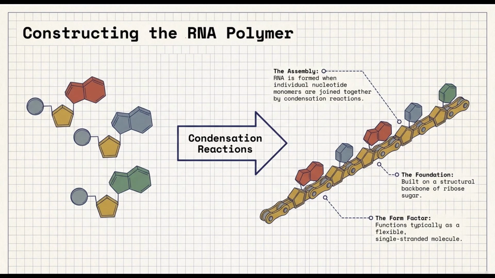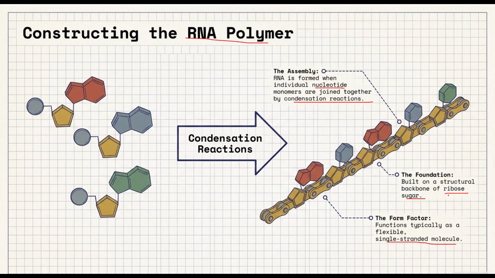Now let's see RNA polymer. So RNA is a polymer formed by joining nucleotide monomers through condensation reactions. RNA contains ribose sugar and plays a major role in protein synthesis, right? So here you can see the assembly. RNA is formed when individual nucleotide monomers are joined together by condensation reactions. So this is the foundation, built on a structural backbone, ribose sugar. And what is the form factor? It functions typically as a flexible single-stranded molecule, right?